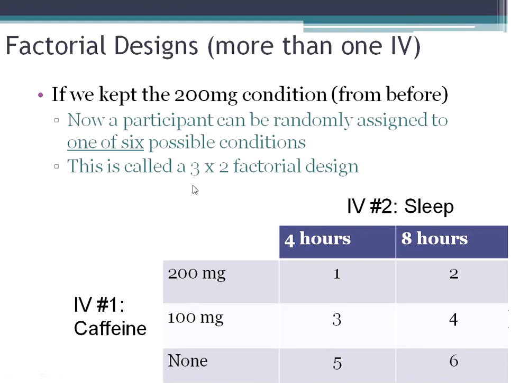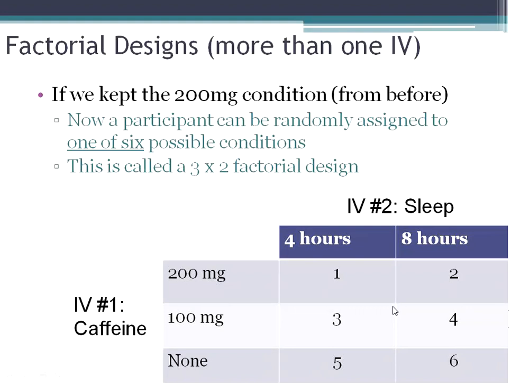So that would be a 3 by 2 by 2 factorial design, because we added that third independent variable of gender. So we would end up with 12 possible conditions, right? Males with all 6 of these, and then another table just like this with females with all 6 of these.